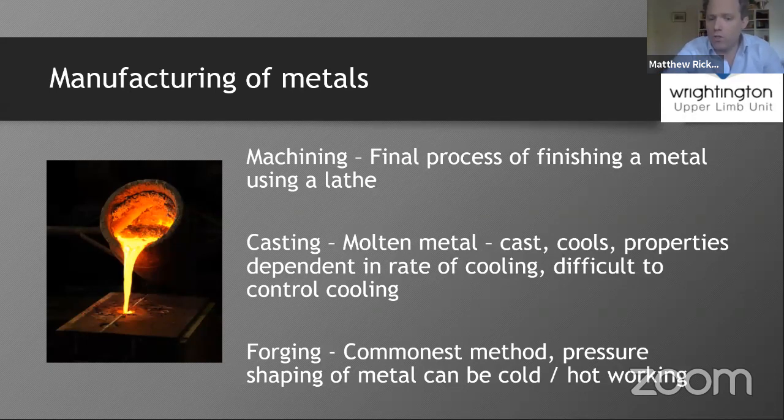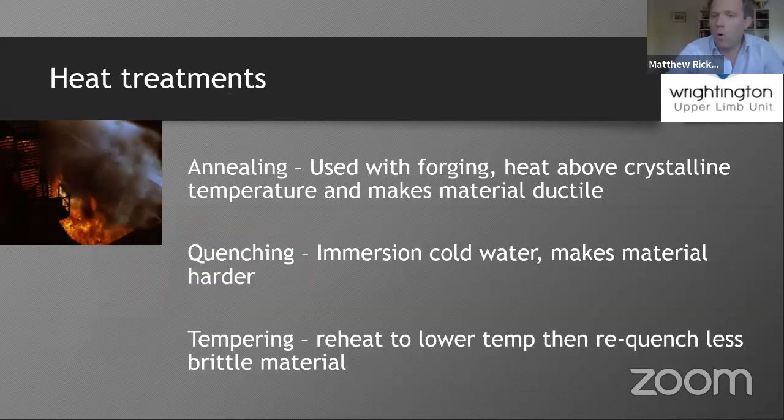Okay? Forging itself is probably the commonest method of preparing metals. It's pressure, with shaping of the metal, and then you can ultimately cold or hot work the metal as well. Other heat treatments you have to the metal are annealing, which is commonly used with forging, where you heat above the crystalline temperature, and then this makes the material more ductile, if that's the property of the metal that you're looking for. And quenching, where you immerse it within cold water, which is where the material is made harder.